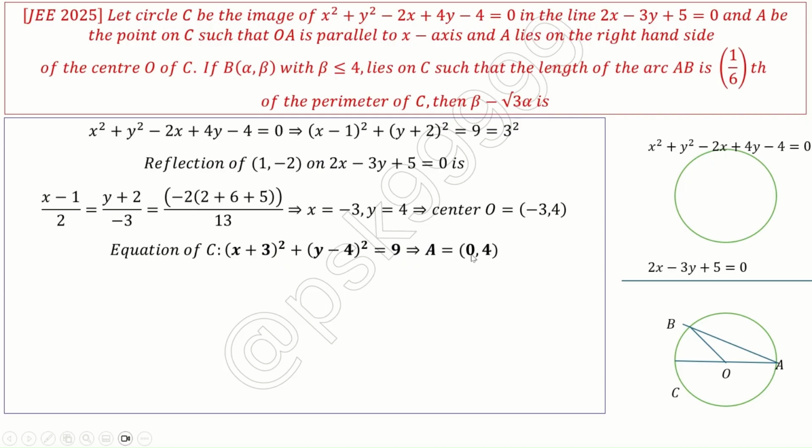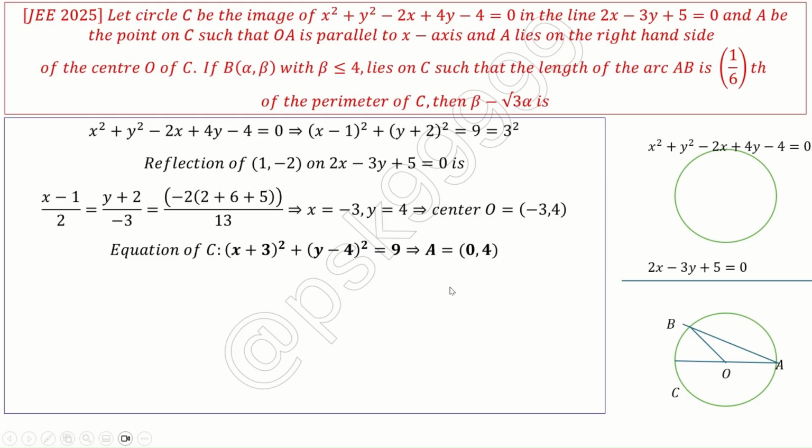That means if O is (minus 3, 4) and A is on the right side, then only the x coordinate will change, by 3, right? OA is 3, the radius is 3. So the coordinates of A will be (0, 4), because it is on the right hand side, we should add plus 3, then it becomes minus 3 plus 3, which is 0. Okay, so A is (0, 4).